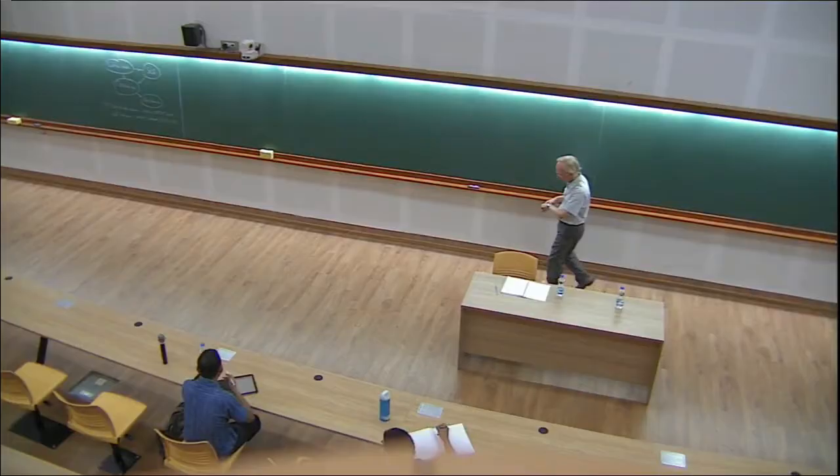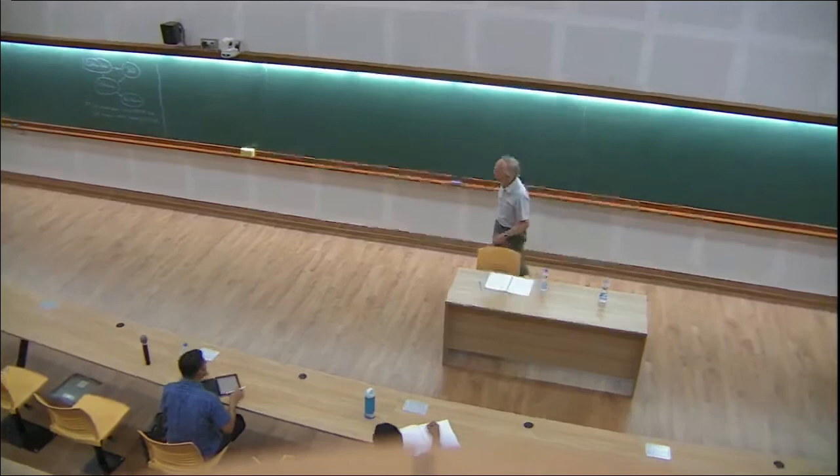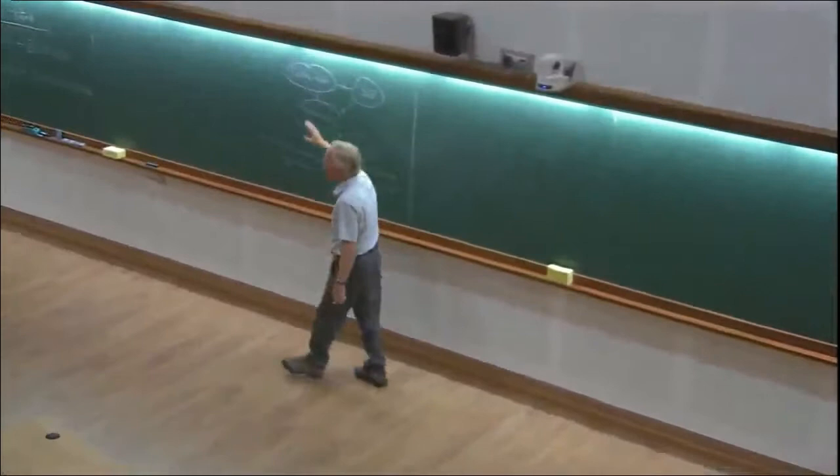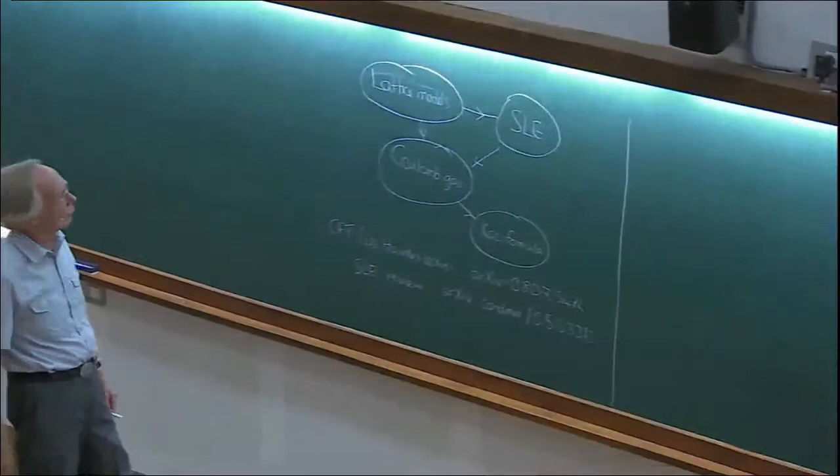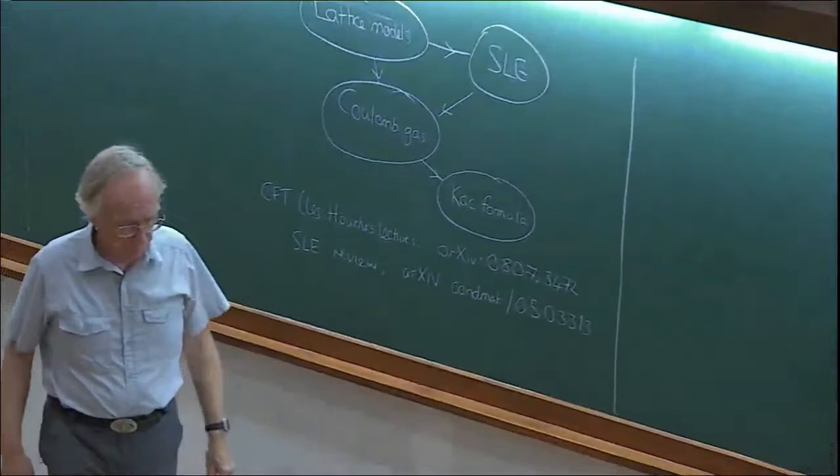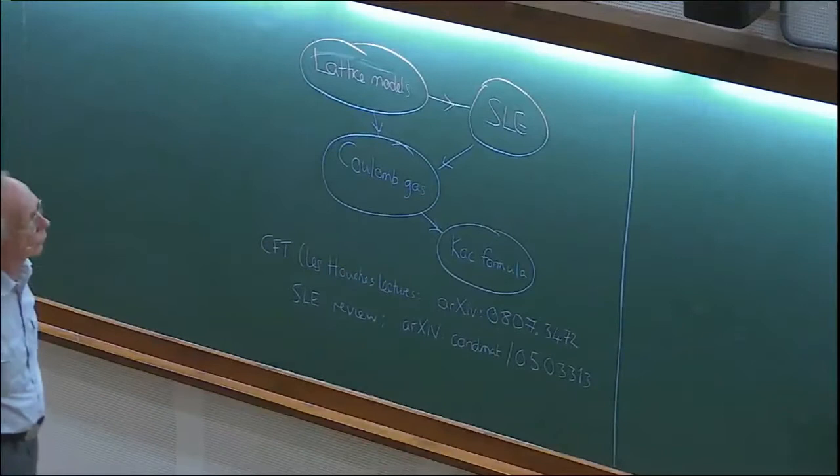Okay, let's start my last lecture. So this is a diagram, a flowchart of the territory that I hope to cover today. So we will see how far we get. But at the end of the last time, I was talking about certain kinds of lattice models and how they could be written in terms of a gas of loops.